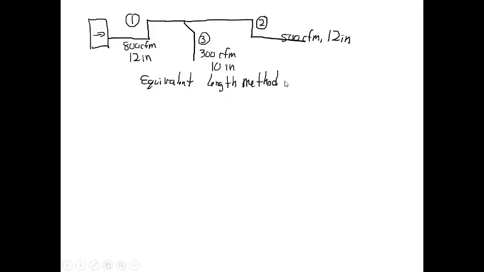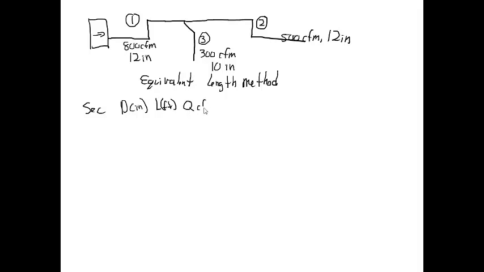So I'm going to make a table. I'm going to have columns that are associated with each fitting. I'm going to go ahead and start with a section, then I'll put in my diameter. My diameter is in inches. Then the length in feet, the length of the total section.